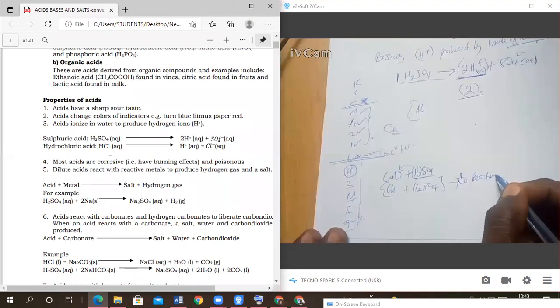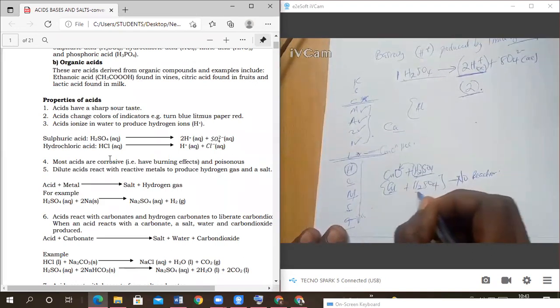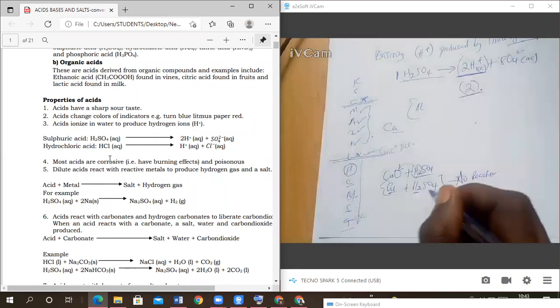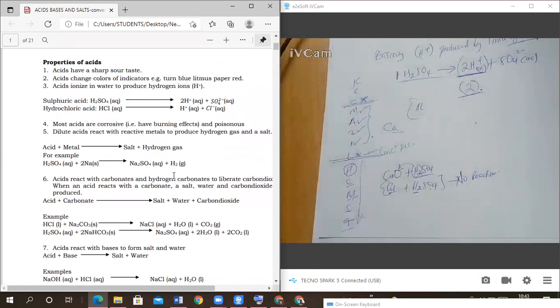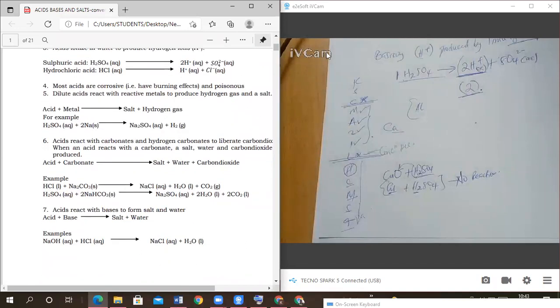No reaction. Because copper cannot displace hydrogen from this reaction, to take away the sulfate, it can never happen. So, what of potassium and sodium? They can, but their salts are always soluble, and most of them, so you can't.